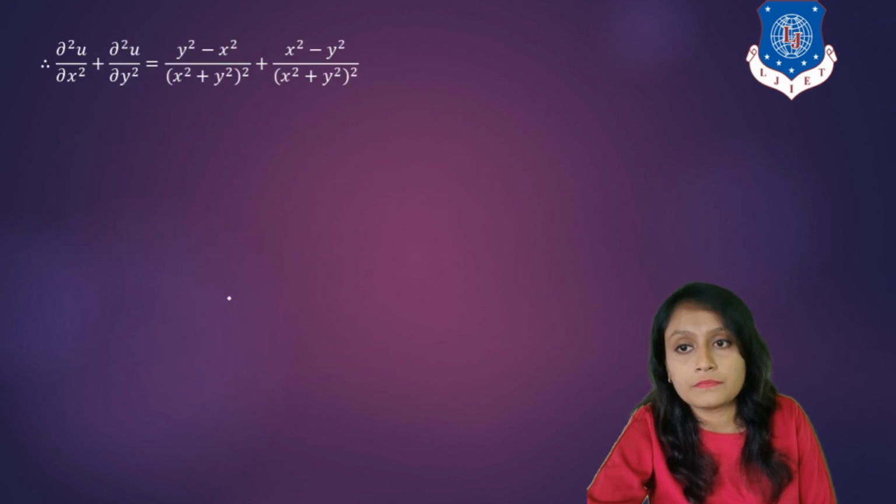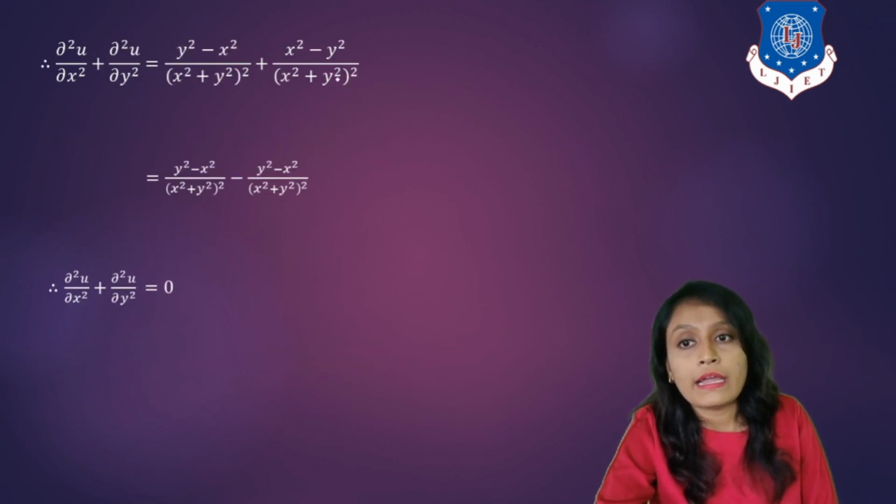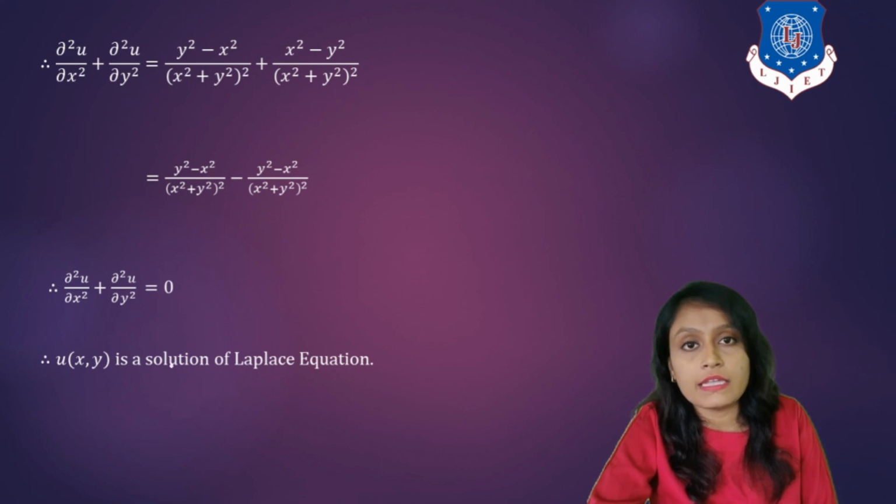Okay, next we have to add them. So add them and simplify. So you will get answer 0. Therefore, we can say that this u(x,y) is a solution of Laplace equation. Okay. So here what we have studied? We have studied partial derivative with respect to x and y. So whenever we are taking derivative with respect to x, we will keep y constant, and whenever we are taking derivative with respect to y, we will keep x constant.